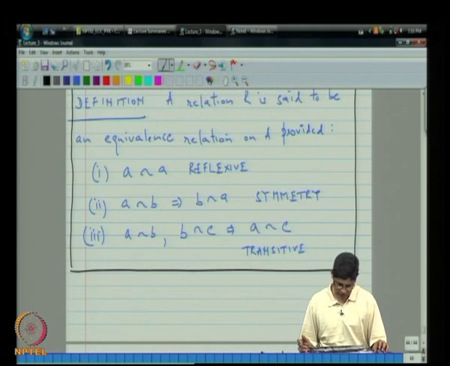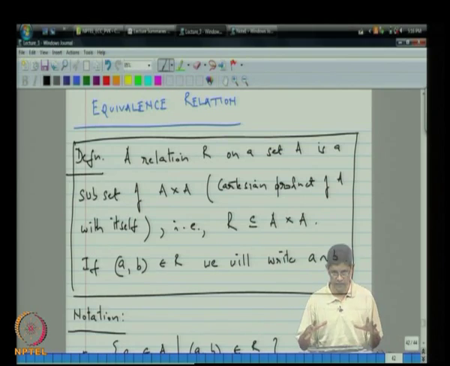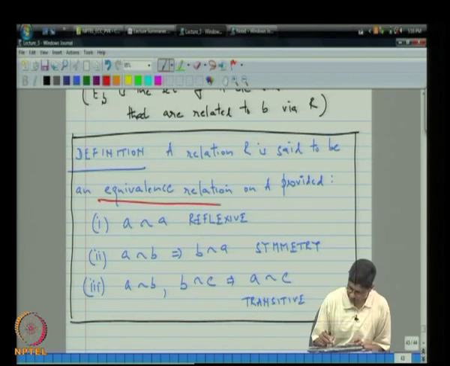Okay, so let me just try to make the picture clear. We first defined a relation on a set A. We said a relation means a subset of A cross A. So, it is just pairs. We just pick certain pairs and say that they are related by relation R. However, when the relation has certain properties, namely that if A is related to B, then B is related to A, A must be related to itself, and if A and B are related, B and C are related, then A and C are related. If the relationship is of this type, and this is the type that we will be interested in coding theory, then it is said to be an equivalence relation.